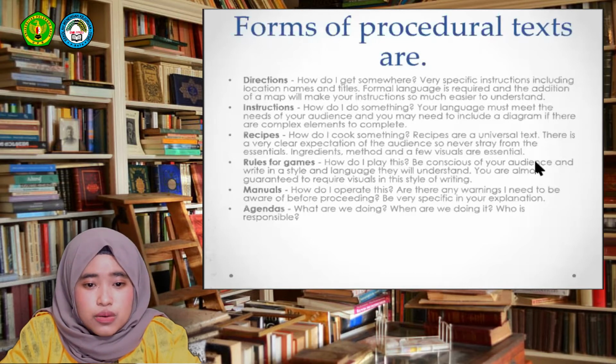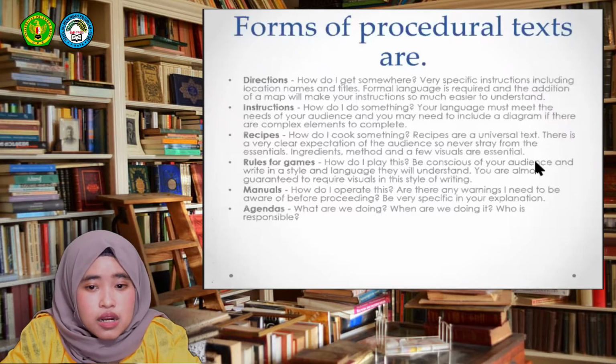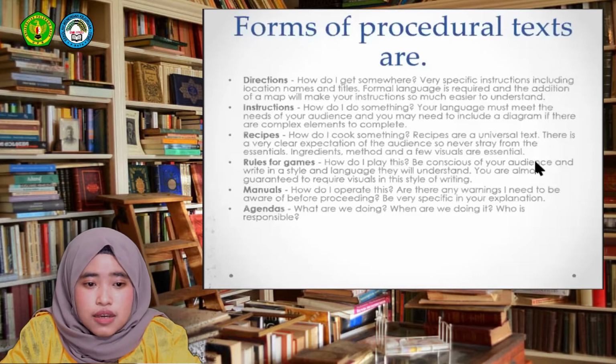Number three is recipes. How do I cook something? Recipes are a universal text. There is a very clear expectation of the audience, so never stray from the essentials. Ingredients, method, and a few visuals are essential.